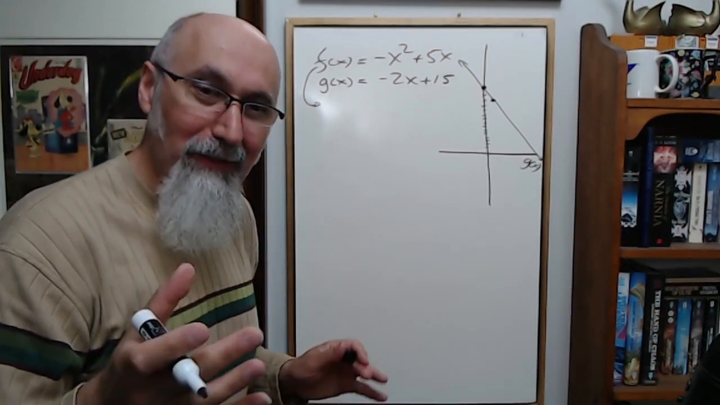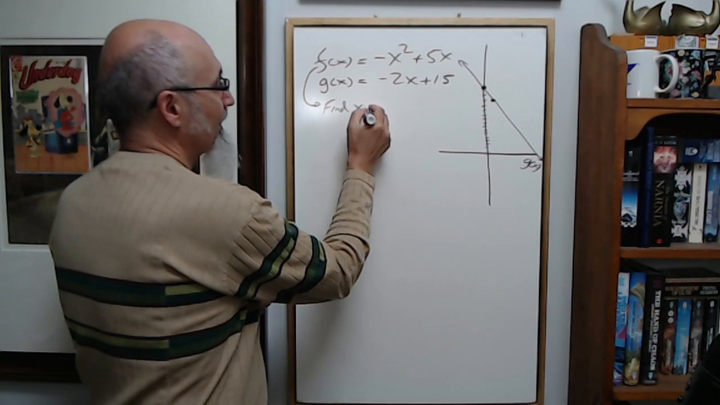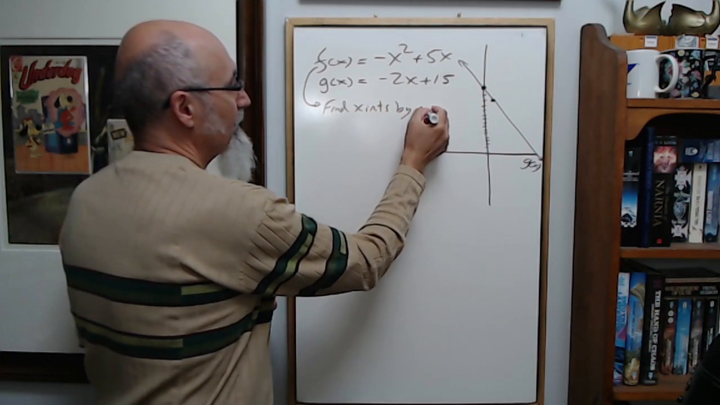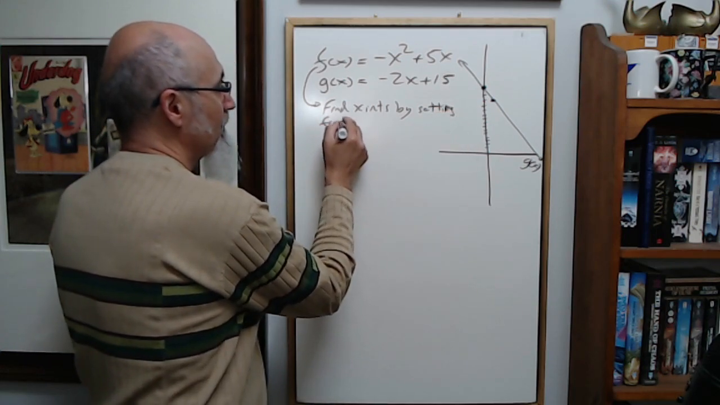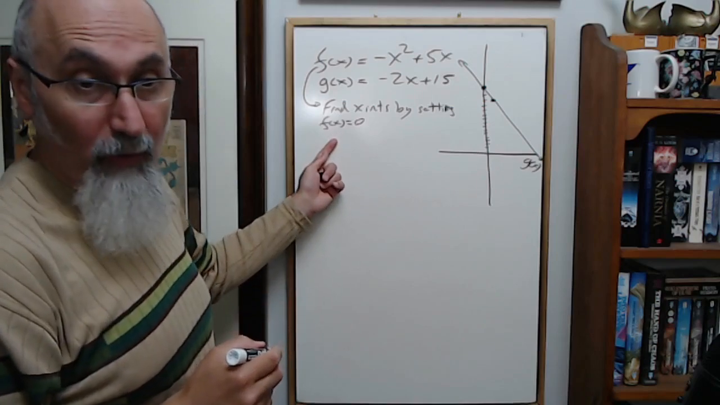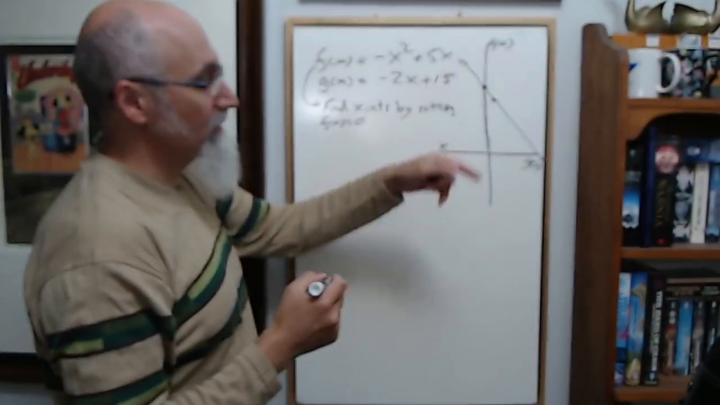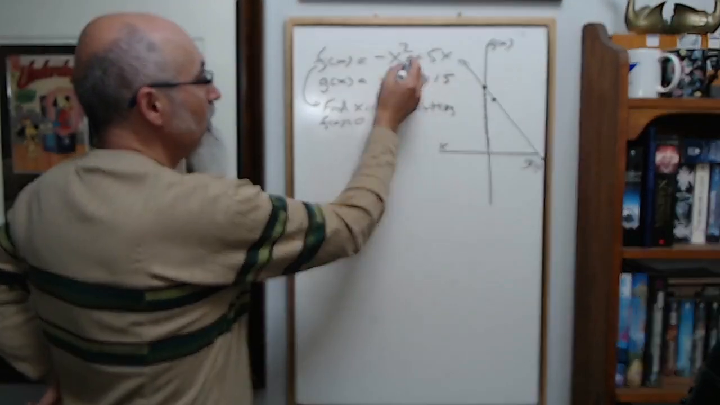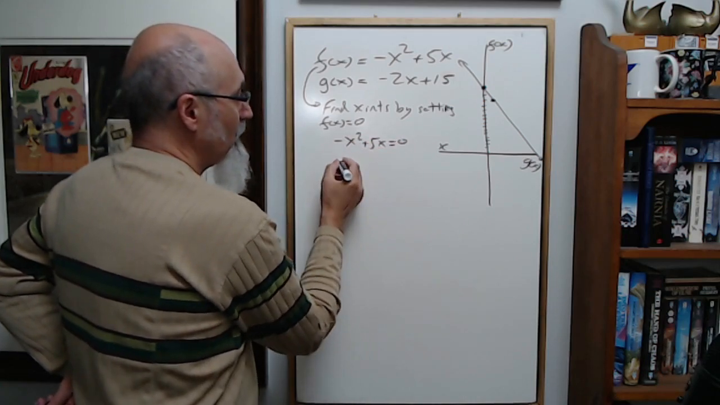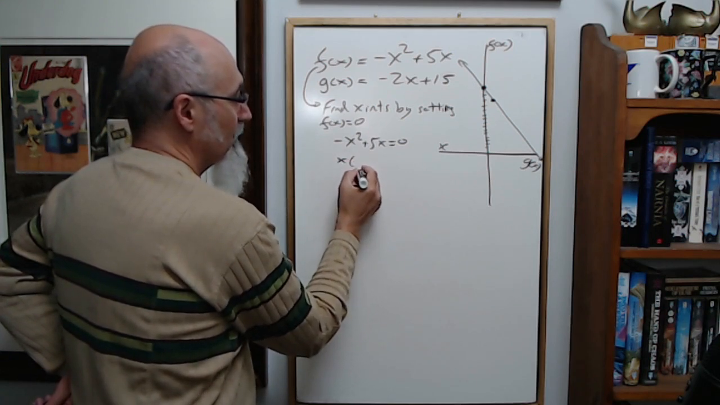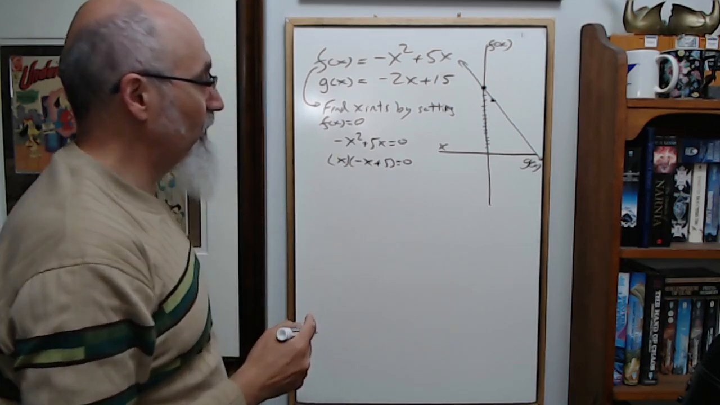If you don't know what I just said, watch. This is what we're gonna do. So we're gonna find x-ints by setting f of x equal to 0, which f of x is your y, right? This is your x-axis, this is your y-axis, x and f of x, right? So what we're gonna do, we're gonna go negative x squared plus 5x is equal to 0. And then what we're gonna do is we're gonna factor out an x, and we've got negative x plus 5 is equal to 0. And we've put out videos regarding this.